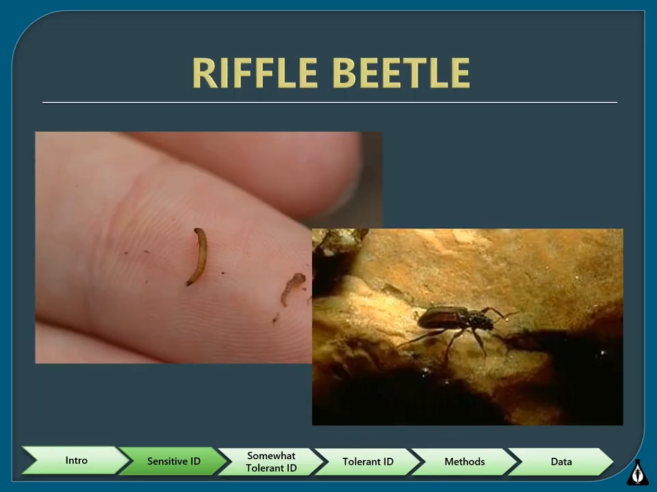Most of what you collect for biological monitoring will be juveniles, larvae, and nymphs. The riffle beetle is an exception. You will collect both the juveniles and the adults of this aquatic beetle. The image on the left is the juvenile. As you can see, it is very small. The adult is equally tiny.